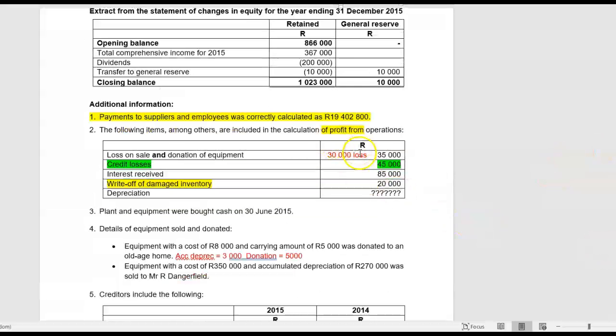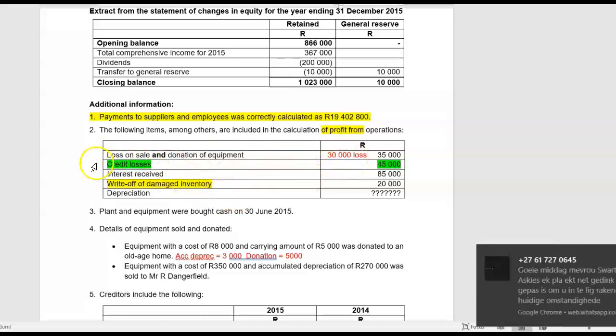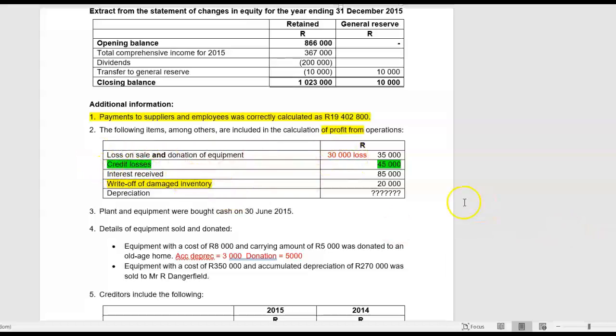And they were very kind. They put in a lot of non-cash flow items for you here. The one is the loss on the sale of equipment, which was 30,000. The next one was credit losses written off, and that was 45,000. The write-off on the inventory, that was 20,000. The depreciation, we will have to go and work out.